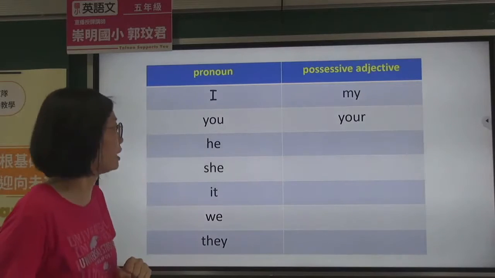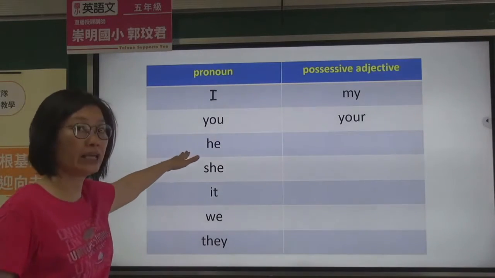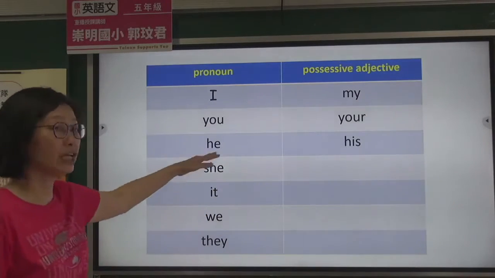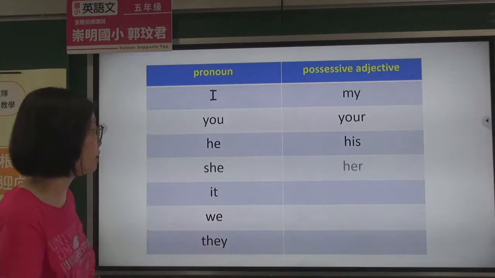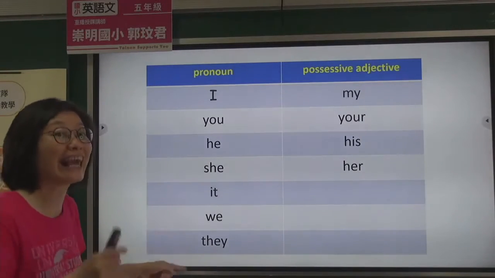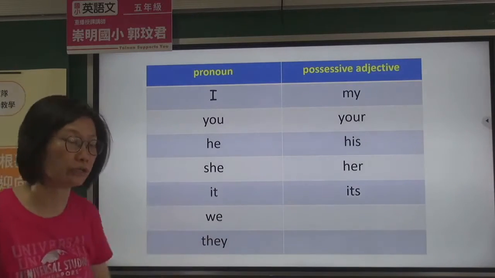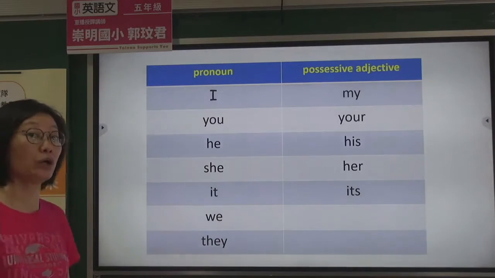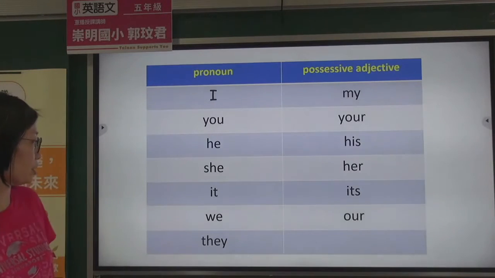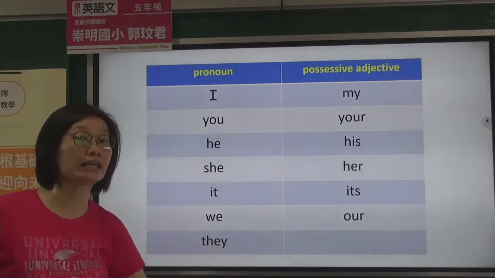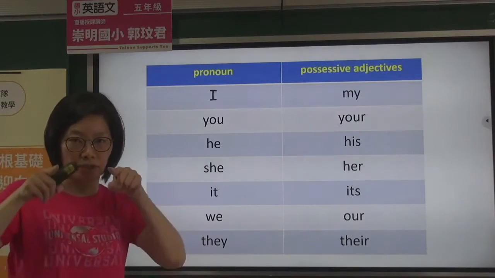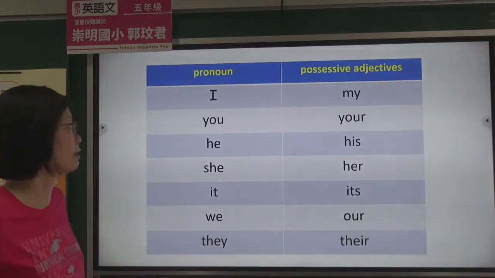Done? Okay. So your, and he, whose book? His book. Exactly. She, whose book? Her book. Exactly. It, whose food? Its food. Very good. And we, whose books? Our books. Very good. And they, whose books? Their books. Are you right? Very good.